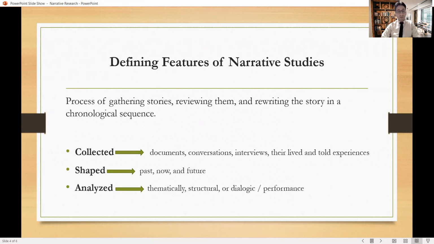Also, narrative stories are analyzed in varied ways. For instance, thematically means an analysis can be made about what was said, or structural, which means the nature of the telling of the story, or dialogic or performance part of analysis tells about who the story is directed toward.